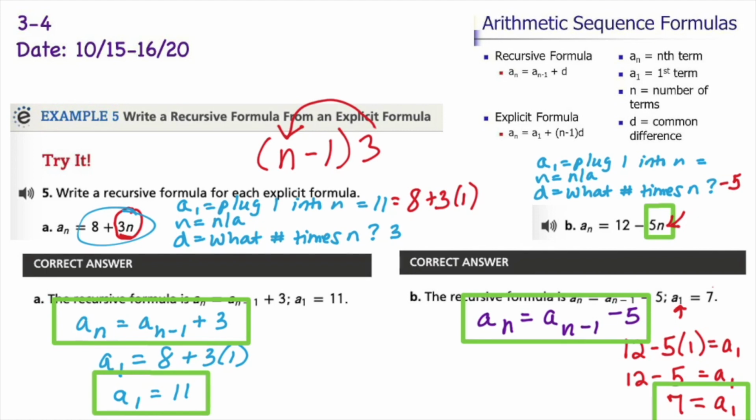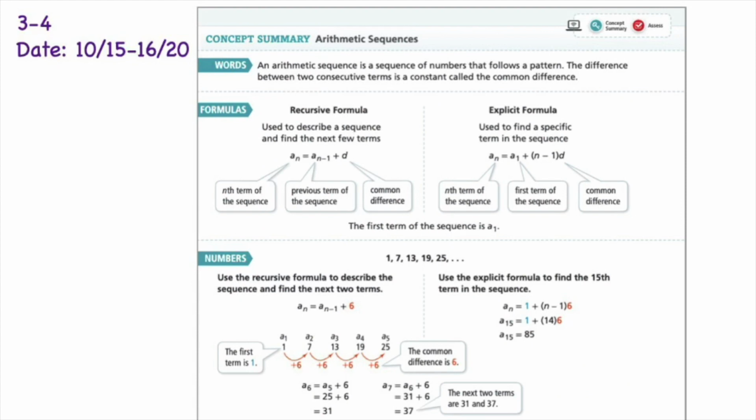So you should have that work shown on your paper when you're trying to do the problem. So check your work and see if you were right. Go back in the video if you didn't get it right and see what you did wrong. And then the last thing we're going to do here is the concept summary.